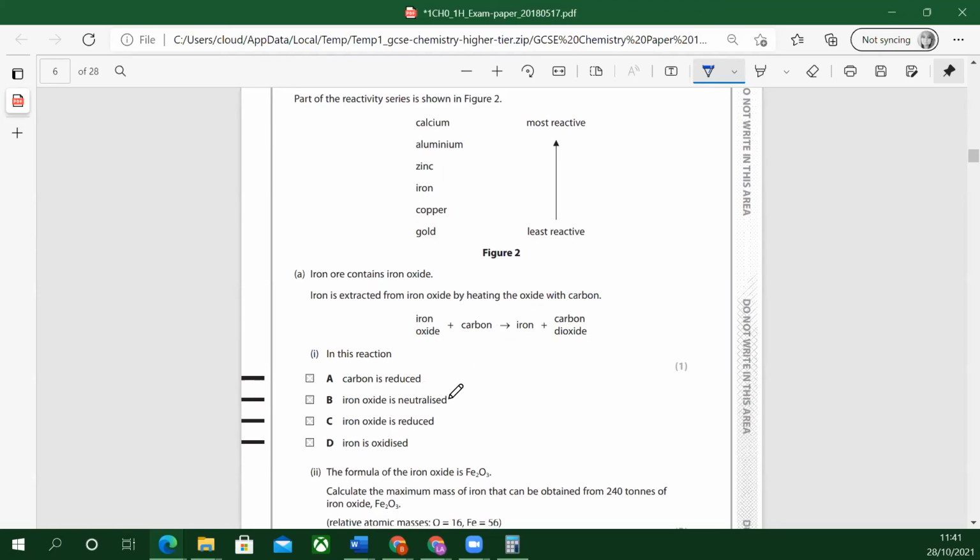The opposite of reduced is oxidized. So carbon has been oxidized. It's been given oxygen, whereas iron has its oxygen taken away. So iron oxide is reduced. No X in that box.